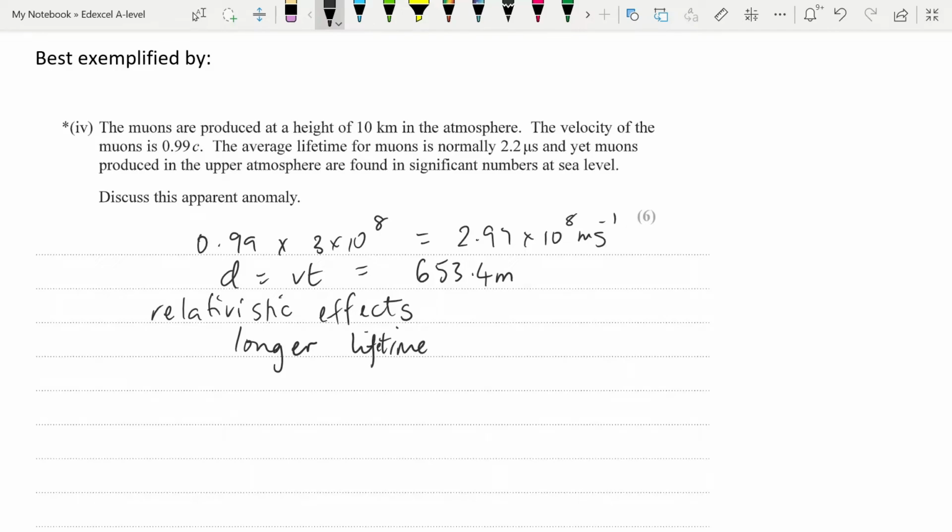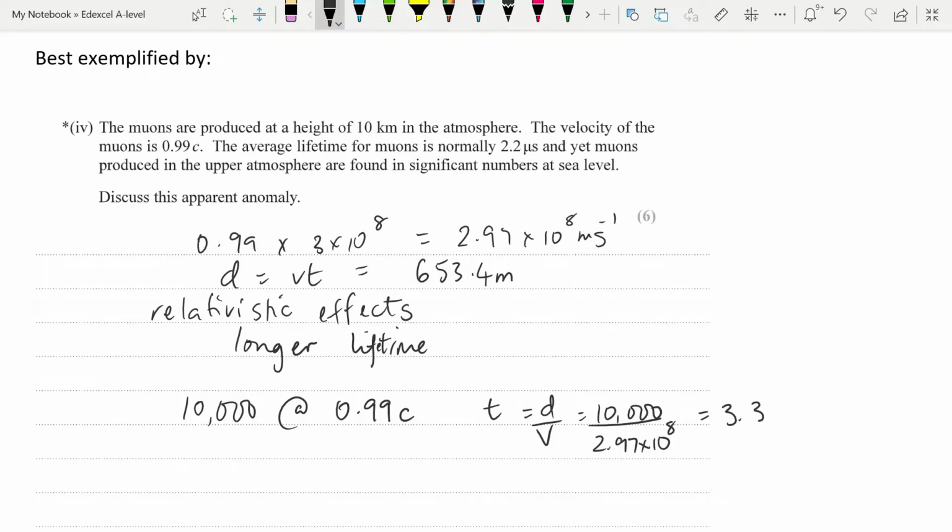And in fact, we can figure out what their lifetime is and what their time dilation factor is, because we know that if you're going to travel 10,000 meters, which is what 10 kilometers is, at 99% the speed of light, time is distance over speed. That'll be 10,000 divided by our 2.97 times 10 to the 8, and we get 3.37 times 10 to the minus 5 seconds.